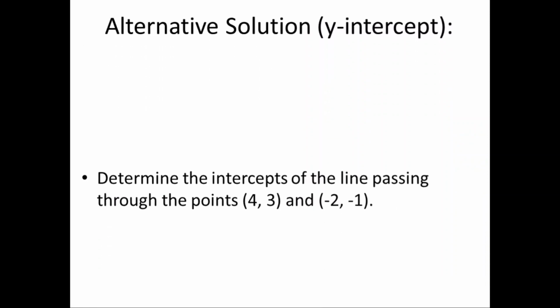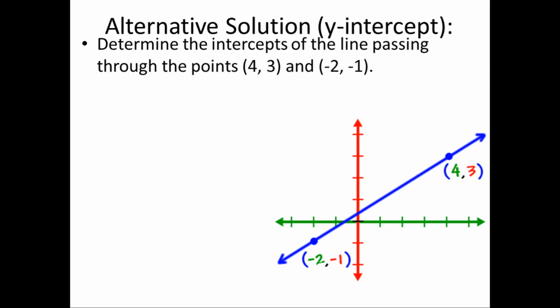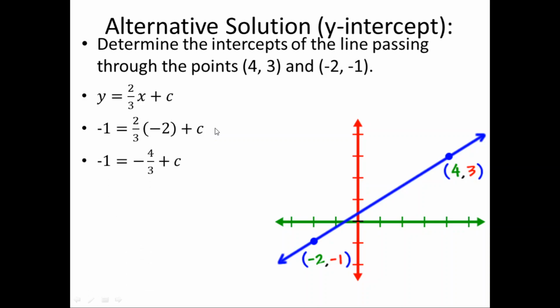There's an alternative solution for finding the y-intercept. In the previous solution, I used the point (4, 3), but I could have also used the point (-2, -1). If I substitute -1 for y and -2 for x, I should still get the same answer. Let's see how that working goes. So 2 times -2 is -4. Converting -4/3 to a mixed number, I have -1 and 1/3. Transposing that, instead of subtracting it, add it to the -1. So c is equal to -1 plus 1 and 1/3. That leaves you with c is equal to 1/3, just as we had gotten before.